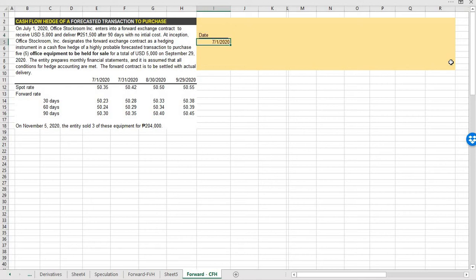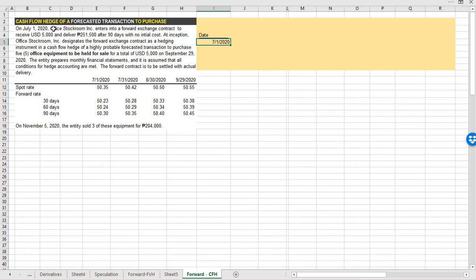And syempre, ang i-compute natin dito is yung ating expected inflow. So, bakit yung expected inflow at settlement date ang kukumpute natin dito for the forward contract? Kasi, ang ating outflow is already fixed at 251,500 pesos. So, naka-fix na yung ating outflow. Pero, yung ating inflow is hindi naka-fix. Magfa-fluctuate ang ating inflow. Pero syempre, yung 5,000 US dollar, ito ay naka-fix.